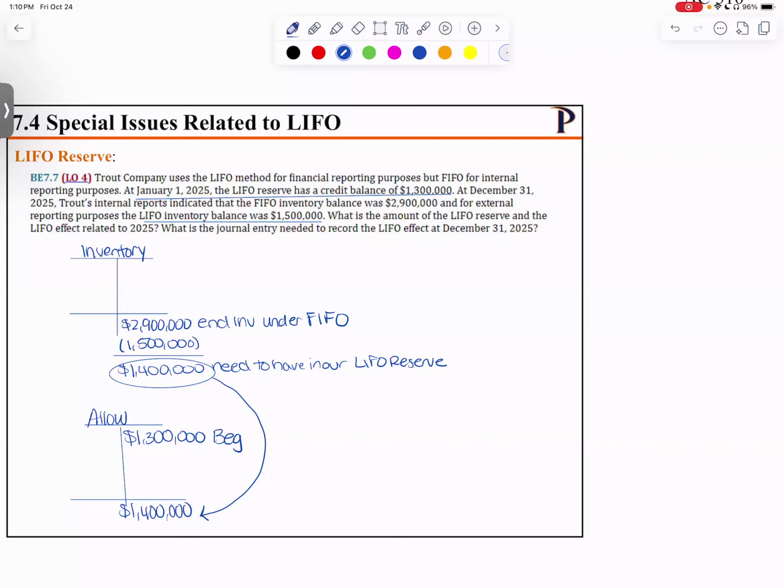Then we take the difference between our ending balance and our beginning balance and see what we need to do to this account in order to get our desired ending balance. Here we have 1.3 million. We need to get up to 1.4 million. And so we are going to credit our allowance account for $100,000. And that is going to be a credit to our allowance and a debit to cost of goods sold. So we record this by debiting cost of goods sold and then crediting our allowance to reduce inventory to LIFO account.